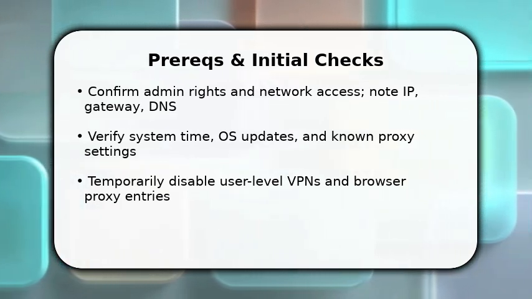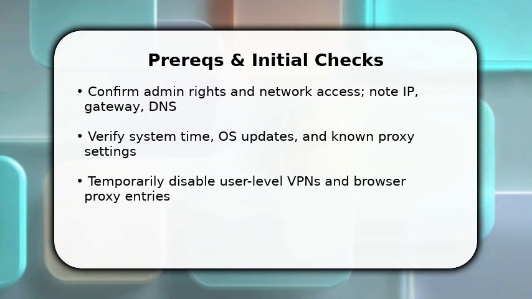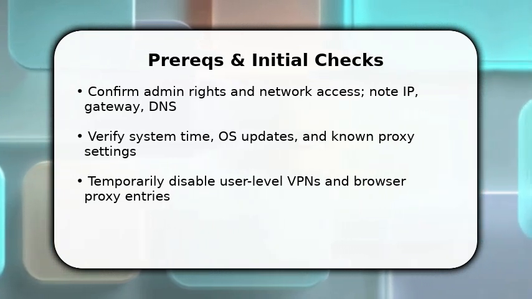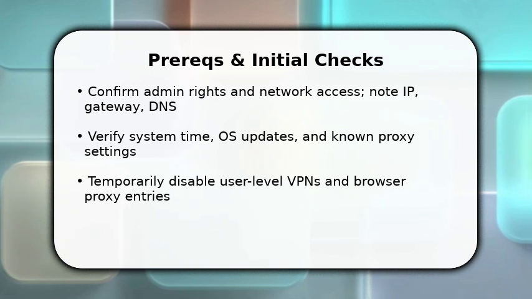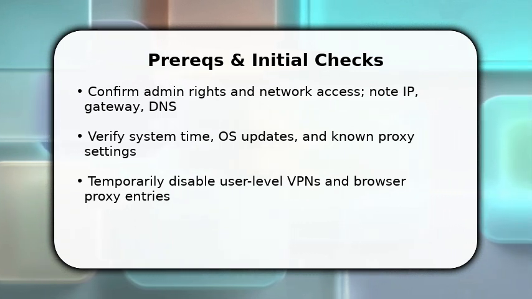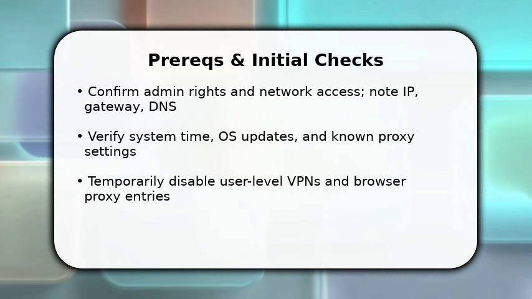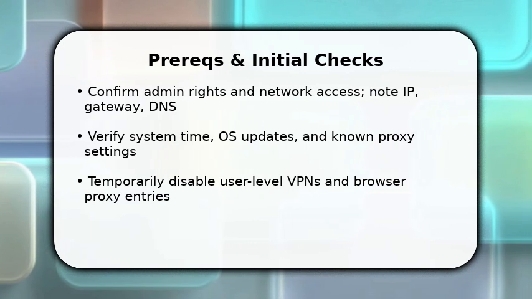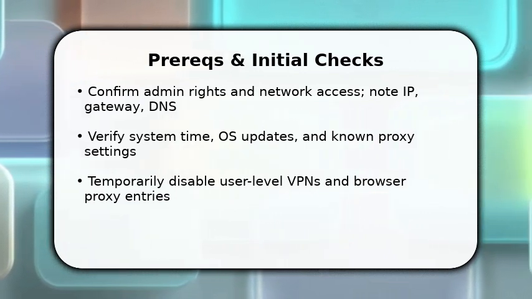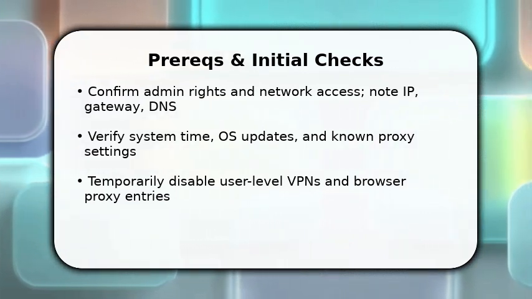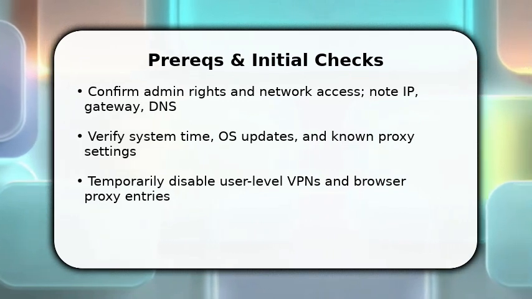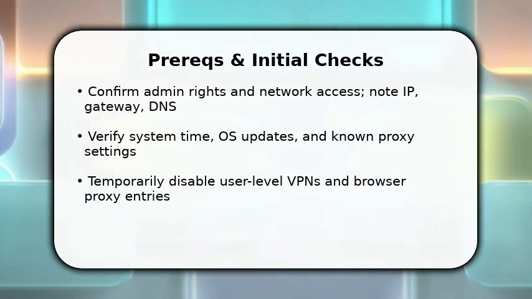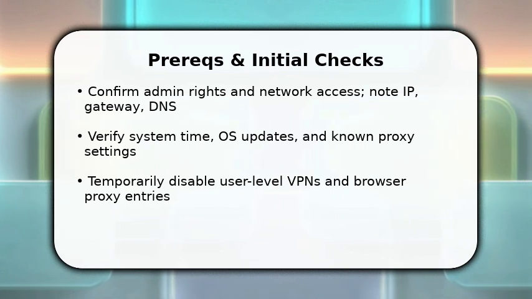This lets you change system and firewall settings. Next, check the configured proxy in browser and OS settings so you know the baseline. Once done, record the machine IP, gateway, and DNS to avoid losing connectivity. Make sure no user-level VPN or extension is masking traffic. These initial checks speed debugging and prevent accidental lockout when you change firewall or proxy rules.